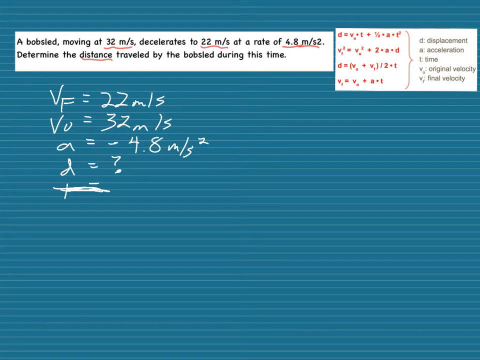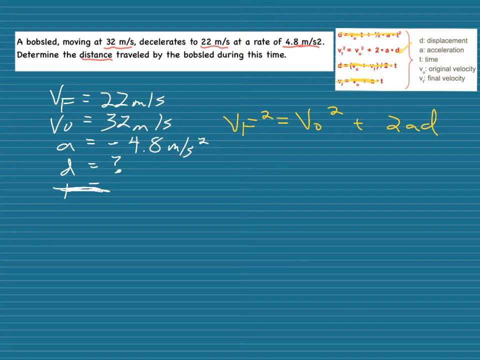Now we want to look up here at what equation can we use. Anything with time we can go ahead and mark out. So this one we marked out, this one, and the top one. The only one we can use is the second one there. So I'm going to write that down. VF squared equals V0 squared plus 2AD.